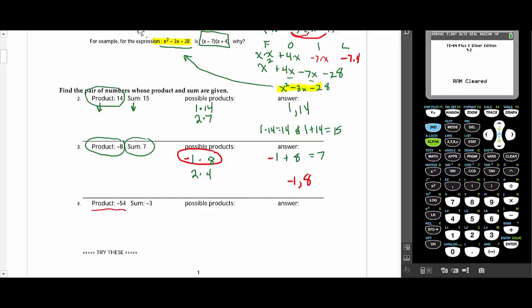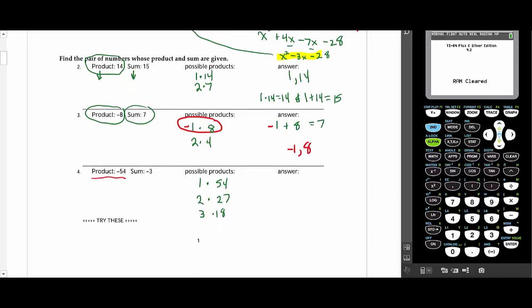Okay, now I'm going to write down all the possibilities. Okay, 1 and 54. 2 and 27. You could use a calculator to help you a little bit with this. If you take 54 divided by 3, that's 18. If you take 54 divided by 4, let's see, I don't think that works. I think you also get 6 times 9, like that. Okay, and I think that's it. That's all the possible things that you're going to get to multiply to give 54.